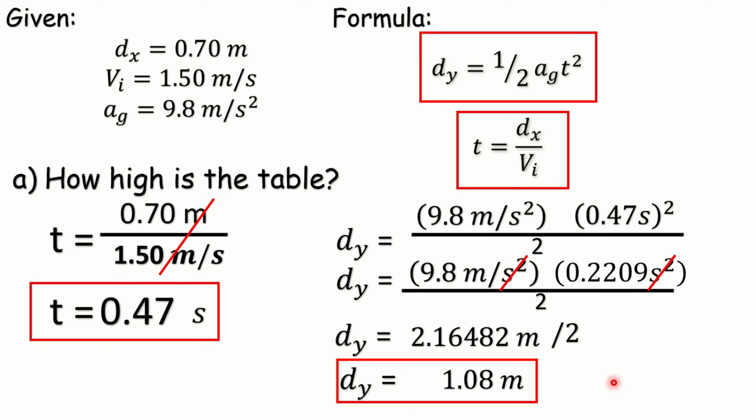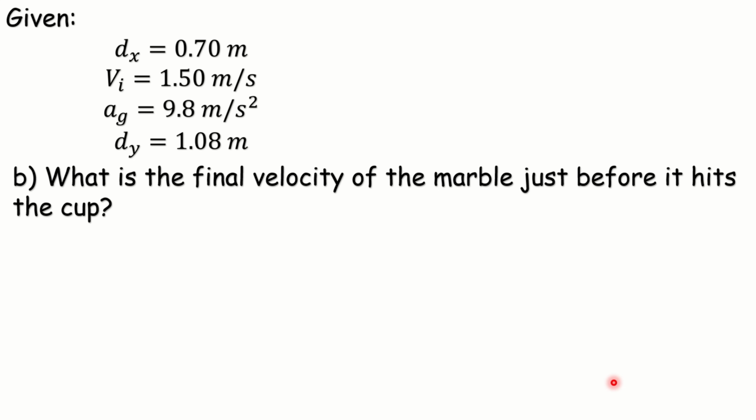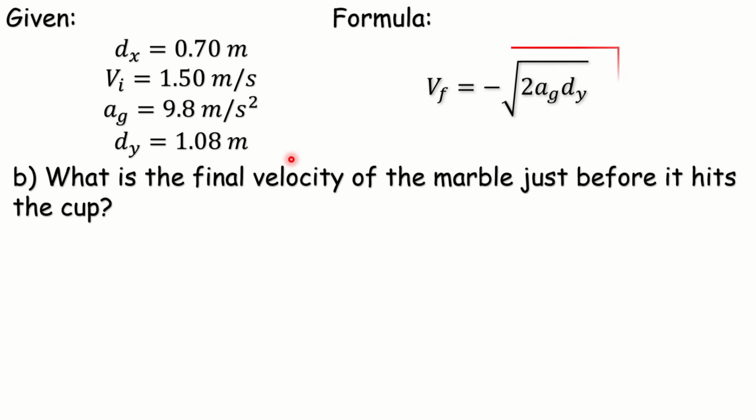Now let's proceed to our next question. What is the final velocity of the marble just before it hits the cup? As you can see, we have an additional given that we got a while ago, which is the height or the vertical distance, 1.08 meters. To find the final velocity, this is the formula that we are going to use: negative of the square root of 2 times ag times dy.